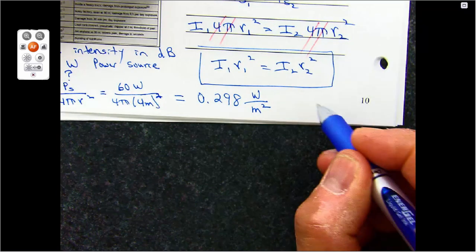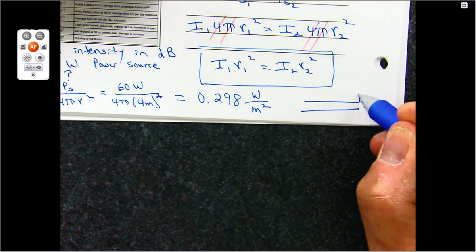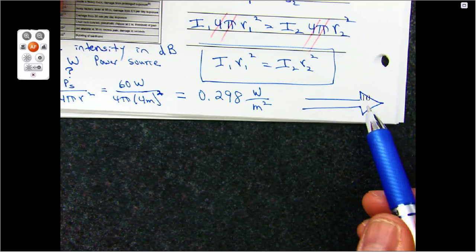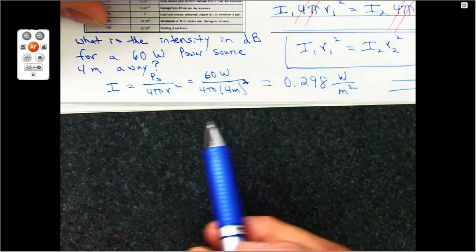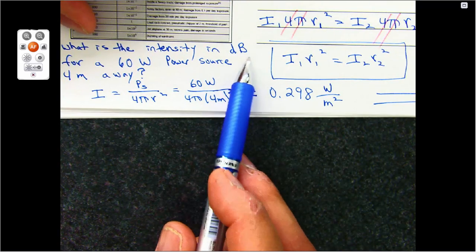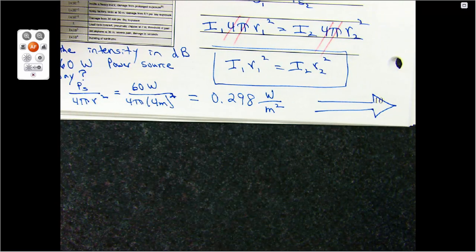Now I'm out of room, so since I used my intensity equation, ooh, that's a beautiful looking arrow. That's a sweet looking arrow. That's not bad. Let's get to the other page now and figure out my decibels.